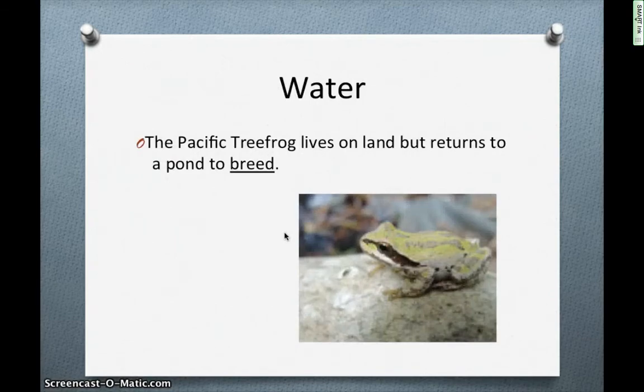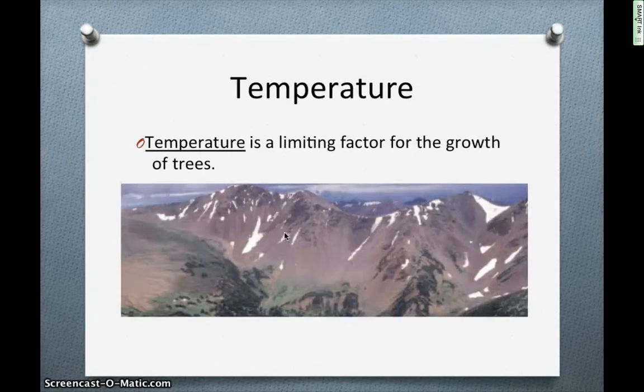Water is also another limiting factor, and things like frogs might need water in order to breed. So maybe they live on land during their lifetime, but very rarely they go to breed and they actually have to do that in water. So if they don't have water, they won't be able to reproduce and continue their population. Temperature. Remember that especially plants can only grow in certain temperatures. Animals have a little bit more ability to move out of the way, but plants can only stay really where they're at. So if it gets too cold or too hot, the plant might actually risk death.